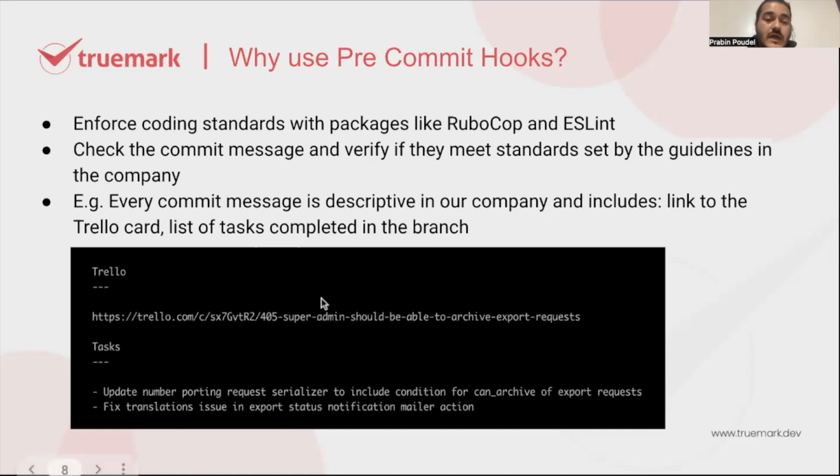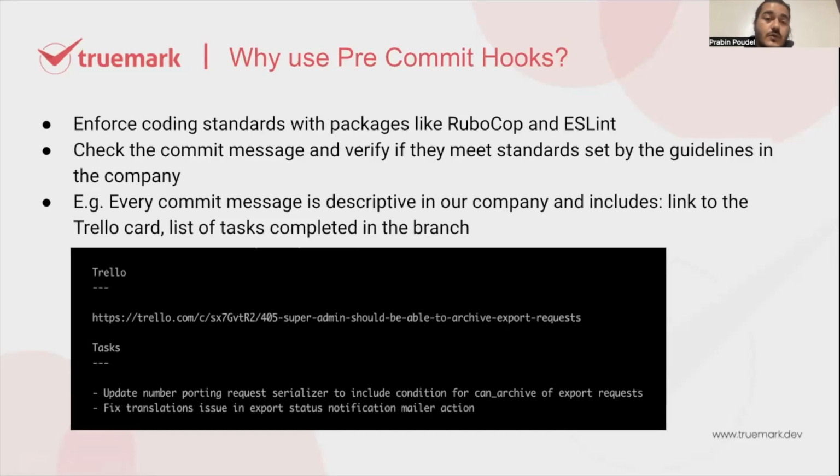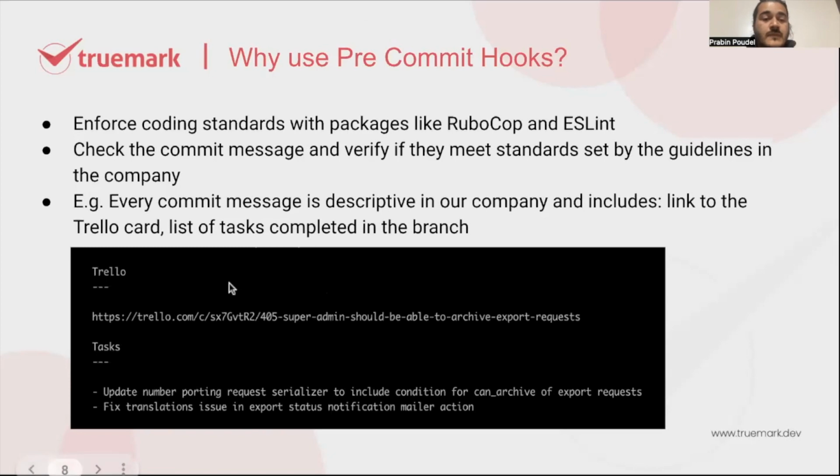For example, we have this standard in our company where we have to mention in each commit message a Trello card link and then a list of tasks that we did in that particular commit. So as you can see in the screenshot, there is a Trello card link, and there is a list of tasks that we have added in that particular commit.